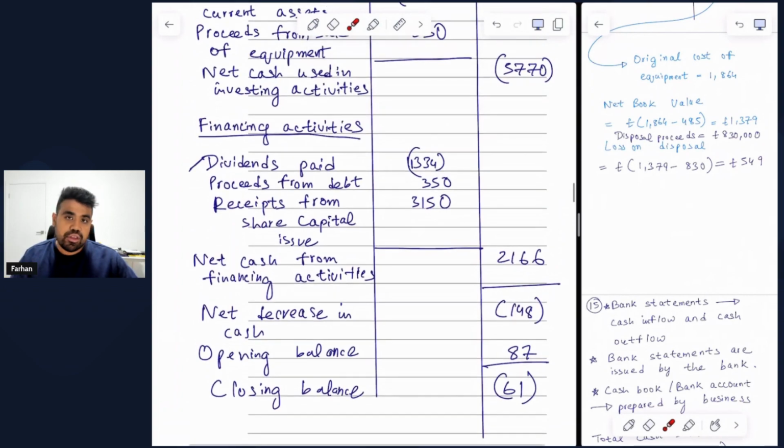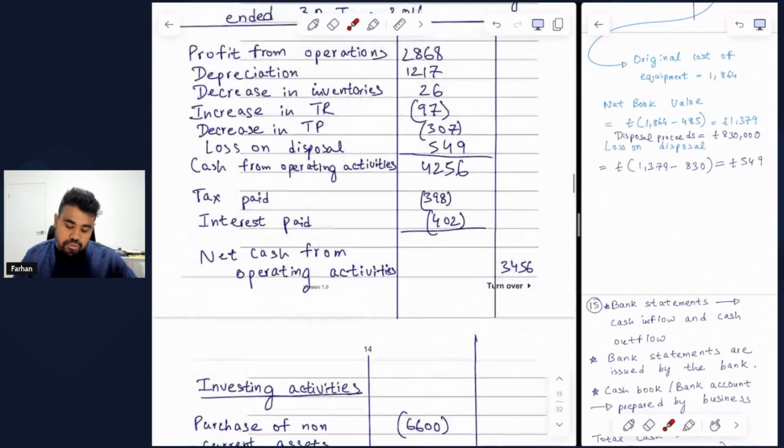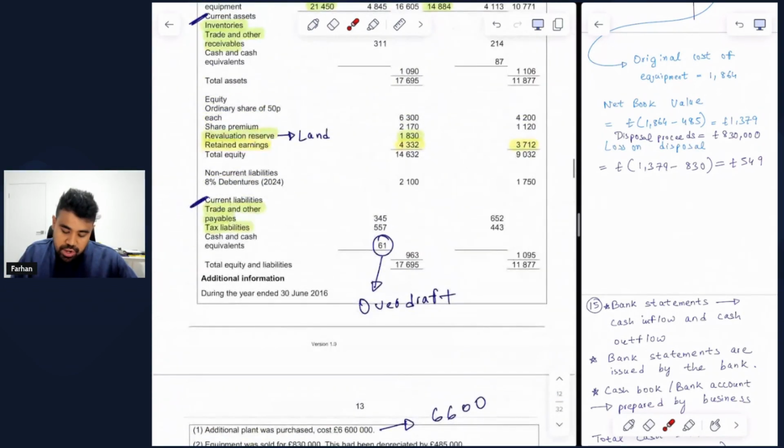I believe you may still have a confusion with regards to the revaluation reserve. Now, retained earnings and revaluation reserve. So retained earnings have already been incorporated because that was used to find the profit from operations, which goes at the very beginning of the cash flow statement.